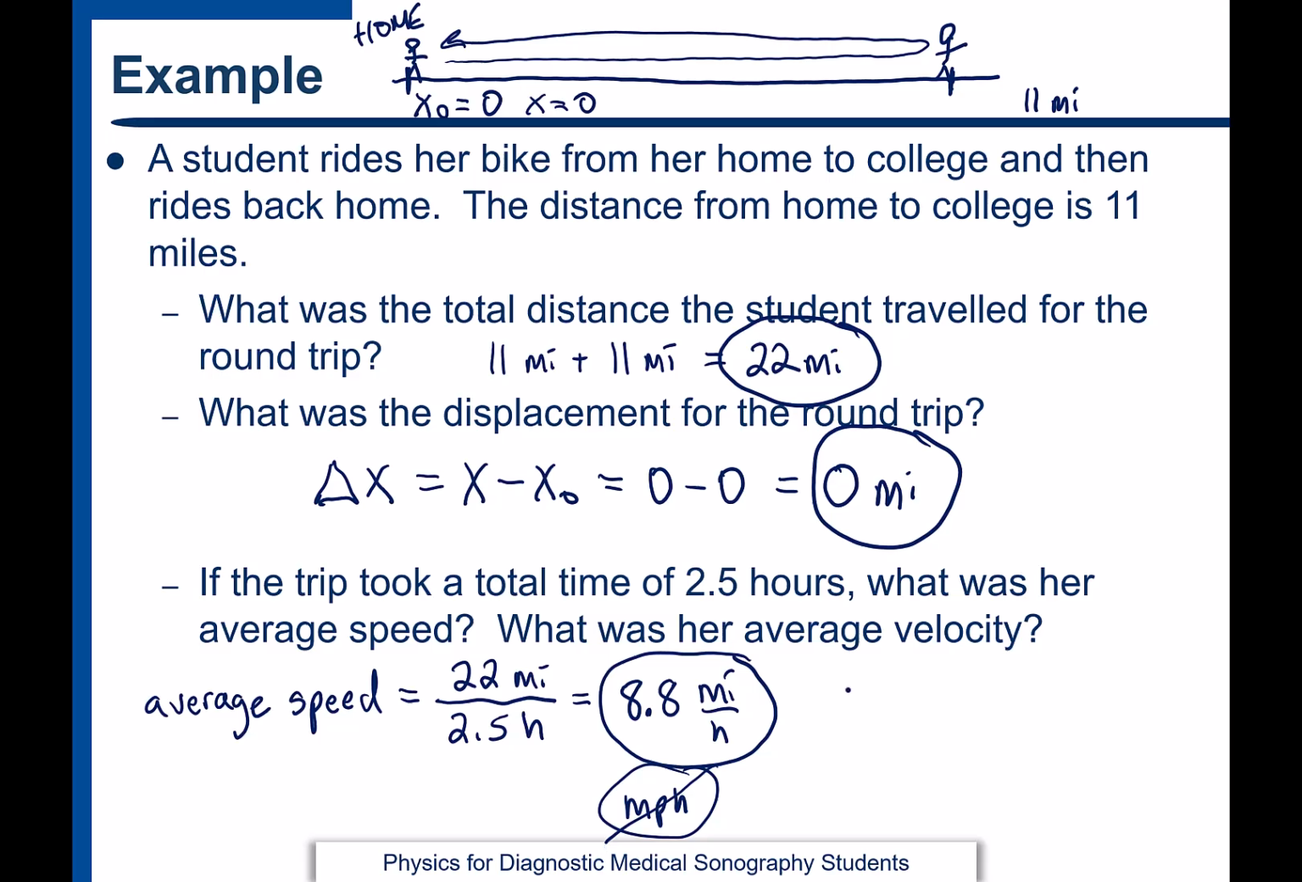Now, her average velocity is the displacement over the amount of time the motion took. But you'll notice here that the displacement was 0, and therefore her average velocity was 0, simply because she didn't end up to the right or to the left of where she started. She ended up right back in the same place.